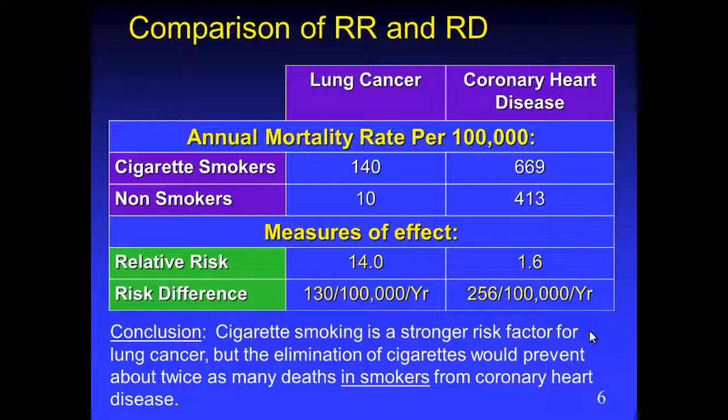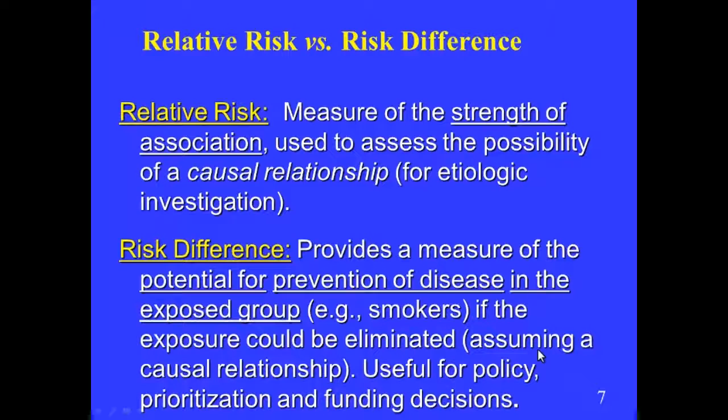So relative risk and risk difference show two completely different things. We sometimes say that the relative risk is a measure of the strength of the association. So this is very useful when we are assessing the likelihood of causal relationships between exposures and disease, or in an etiologic investigation, we often say.